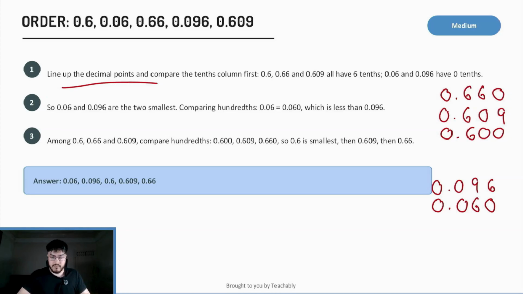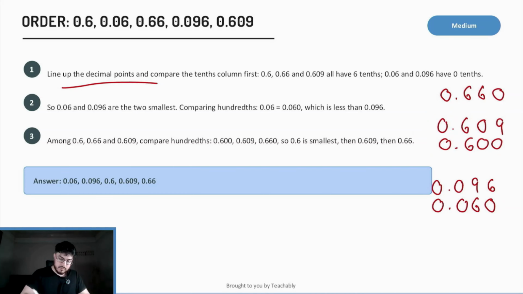Then, well, let's see, because we already know that this number is larger than these two numbers, so now we've got to compare which of these two are larger. And so we then look at the third column, and this number does not have a digit in that column, whereas this one does, and so this is going to be bigger than this.